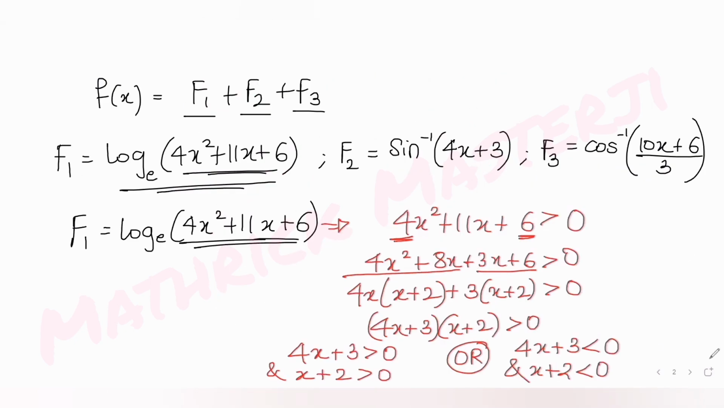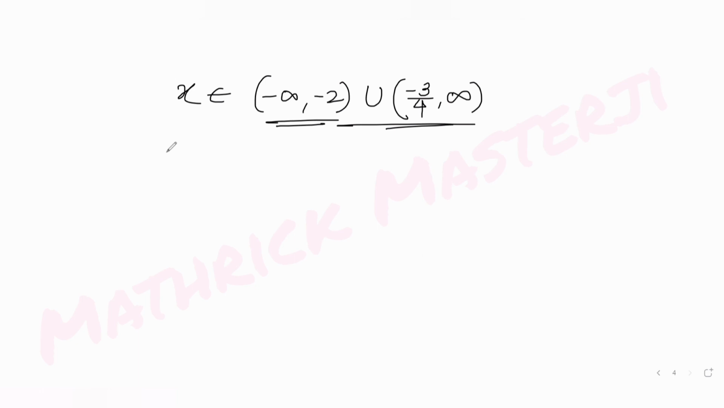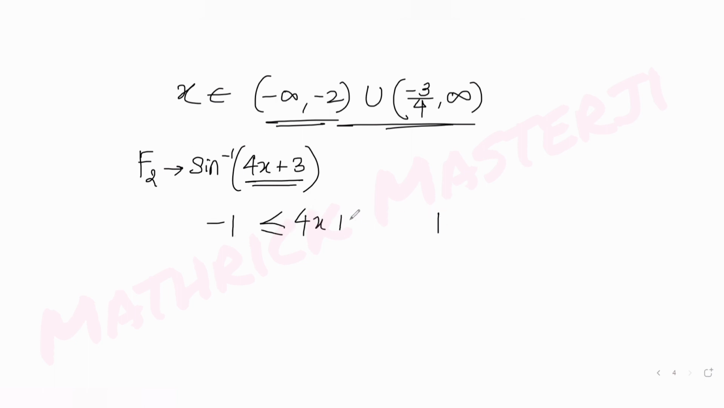Now let's talk about f2. So now if I talk about this next part of the function, that is f2, which is sine inverse of 4x plus 3. So we have to find sine inverse of this value, and we know the value of sine theta goes from minus 1 to 1. So from minus 1 to 1, I should have that value of 4x plus 3 in between them. So that should be my answer here.